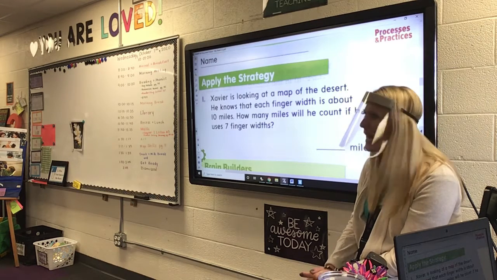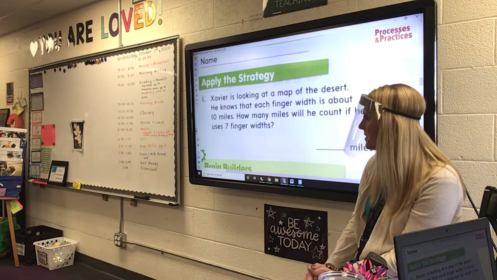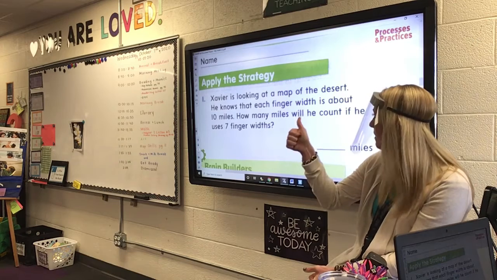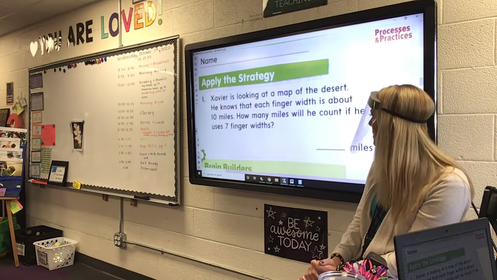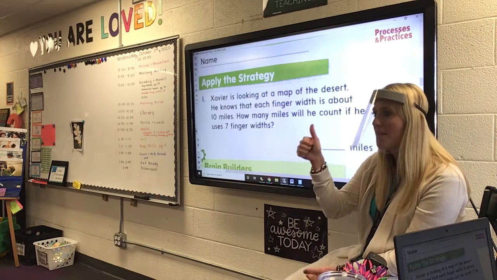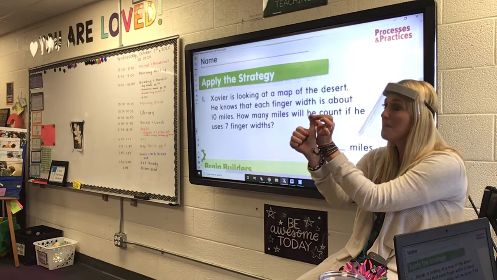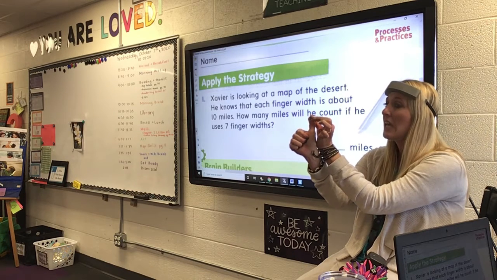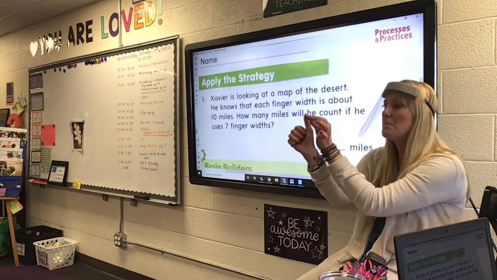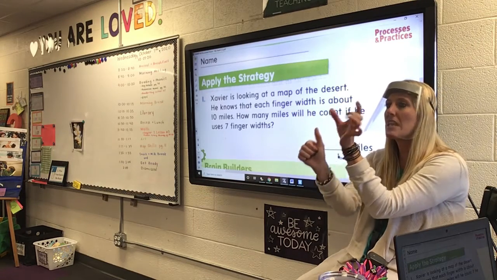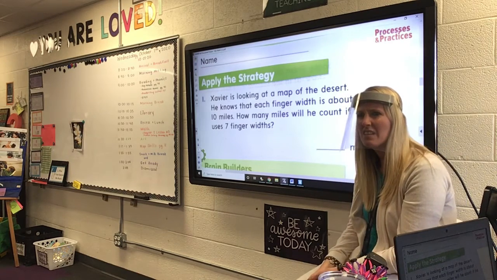Xavier is looking at a map of the desert. He knows that each finger width is about 10 miles. How many miles will he count if he uses 7 finger widths? So this is the width of your finger. We will learn this in math skills very quickly. But whenever we are measuring on a map, sometimes the width of our finger is going to equal 10 miles. So what do we need to underline?